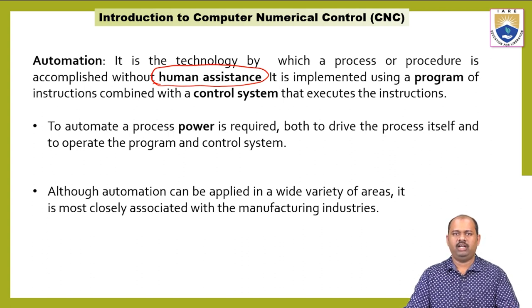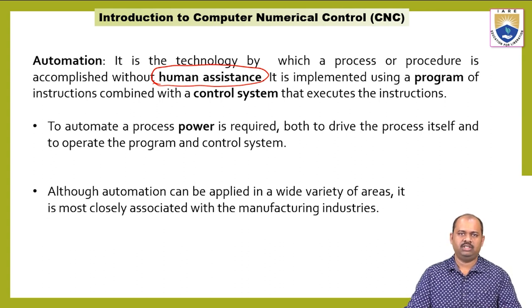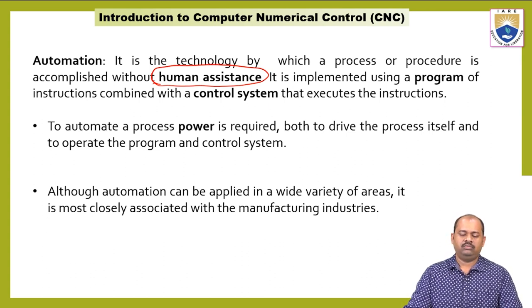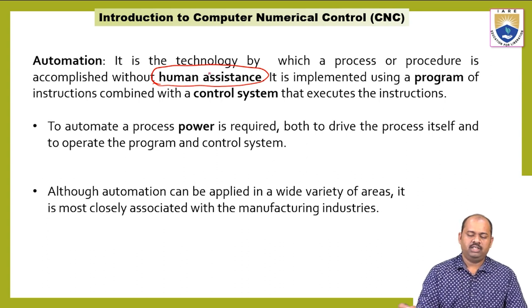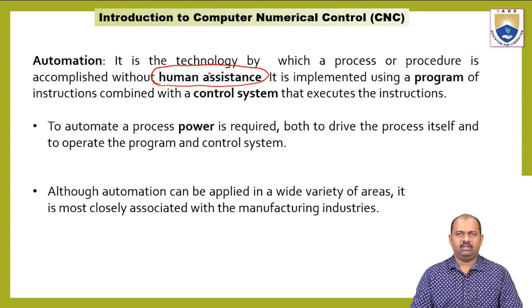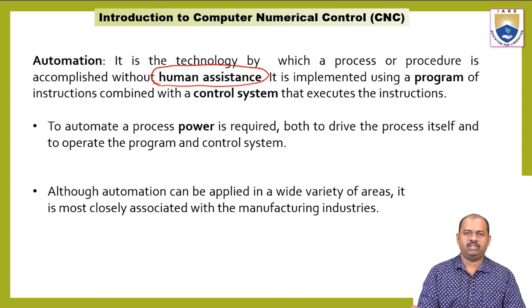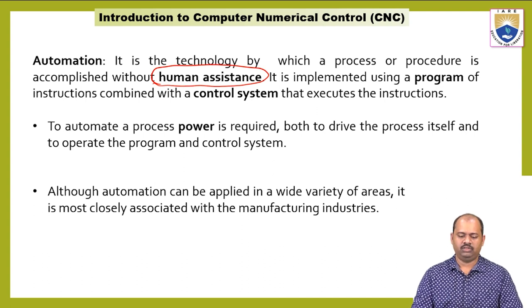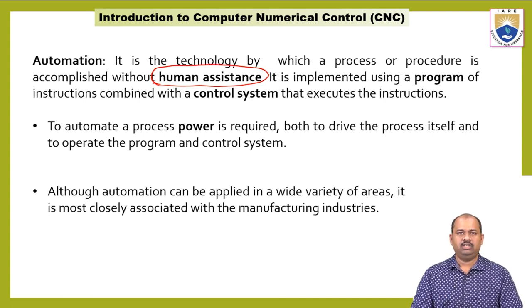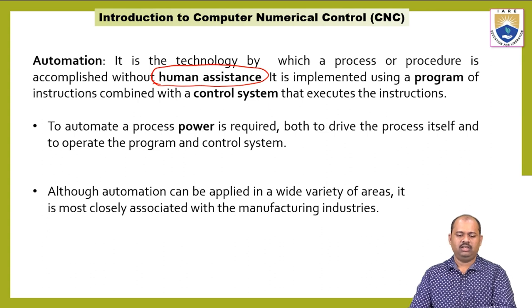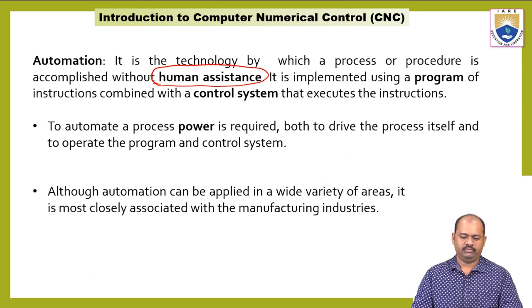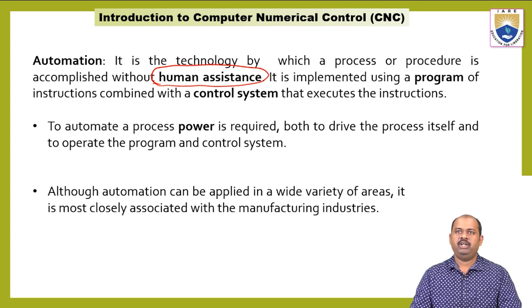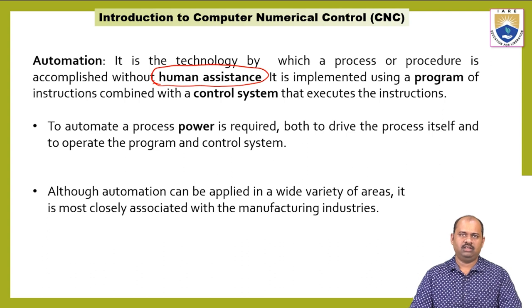A computer and a machine, combined, will complete a task which is given to it. So without human assistance, we can do any work. That is why this entire process is called automation. Automation itself indicates there is no need for human assistance for doing any procedure. It is implemented using a program of instructions combined with a control system that executes the instructions.